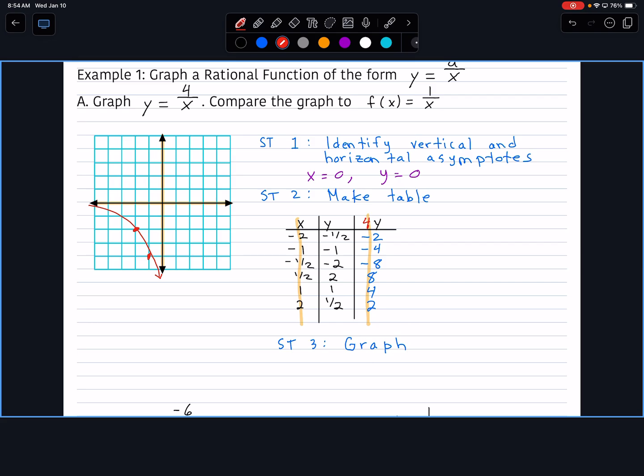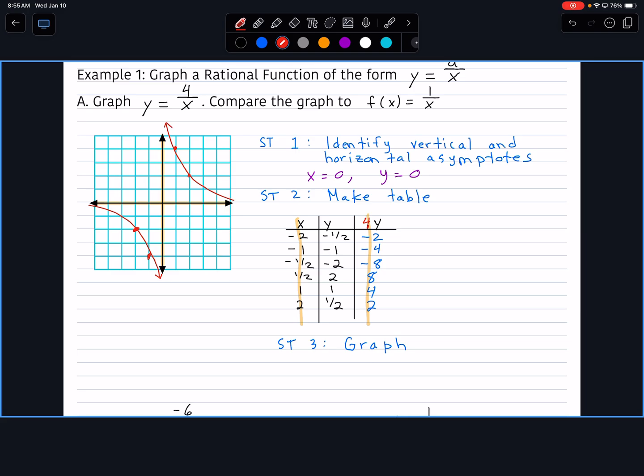To the right, let's do the right. So I got the point 1/2, 8. I'm not going to worry about that. That's too big. I'm going to do the point 1, 4. So 1, 4. And then the other point that we're going to do is 2, 2. So again, hug that horizontal asymptote, pass through those points, hug the vertical asymptote.